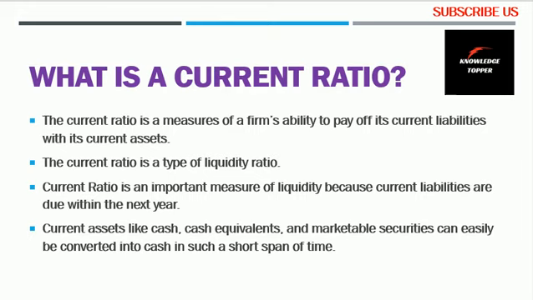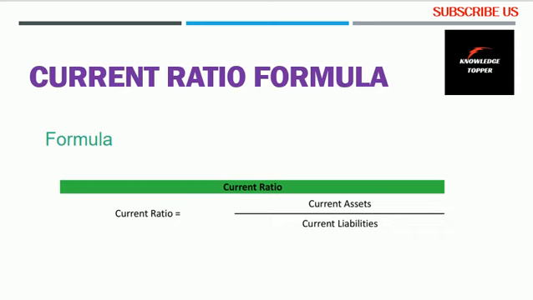So in short, the current ratio is a measure of a firm's ability to pay off its current liabilities with its current assets. The current ratio is calculated by dividing current assets by current liabilities. I will show you the formula. So here is the formula for you guys. As you can see, current assets divided by current liabilities. It is one of the simplest formulas in financial ratios, and you can easily remember it as well.